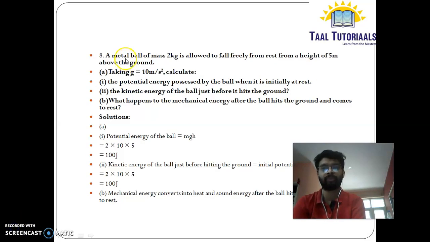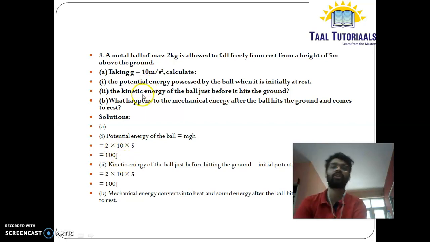See, 8th question. A metal ball of mass 2 kg is allowed to fall freely from rest from a height of 5 meter above the ground. We have to take g as 10 meter per second square. First question: find the potential energy possessed by the ball when it is initially at rest. So mgh we have to use here, that is 2 kg m, 10 is g, and h is 5 meter. So that becomes 100 joule.